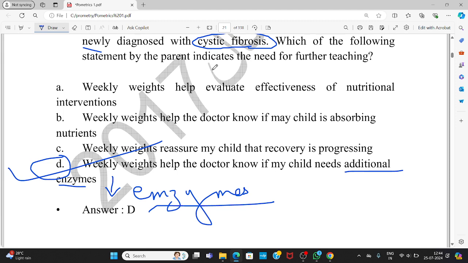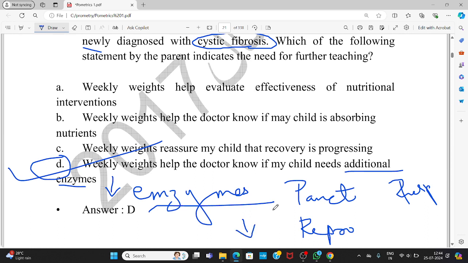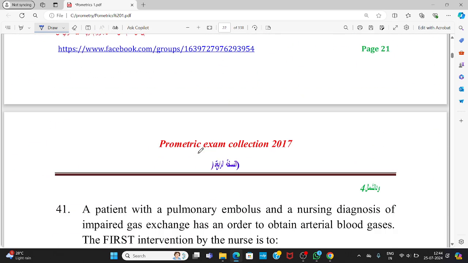So cystic fibrosis is a condition where there will be a deficiency of enzymes, mainly pancreatic, reproductive, and respiratory enzymes. So mucus production will be decreased. It is an autosomal recessive disorder. It is a genetic disorder where there will be a deficiency of enzymes. So since there are enzymes in this option, it goes more with cystic fibrosis.